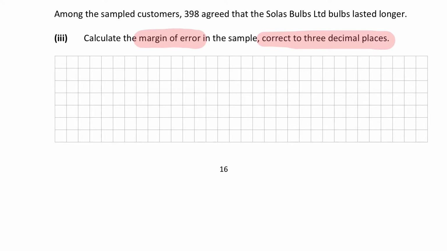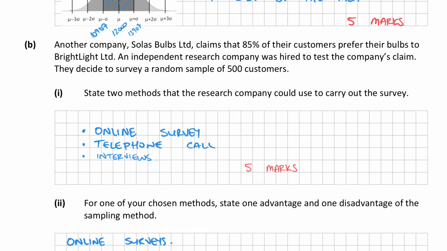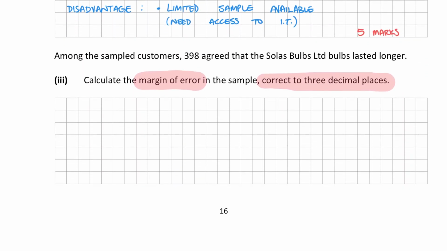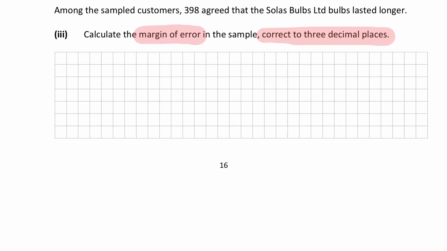Okay, so what we're doing there is we're going back. The sample that we were looking at was out of 500 customers. So I want to get the sample proportion. Like we know with the margin of error, the margin of error is always equal to 1 all over the square root of n. And that's where n is the sample size.